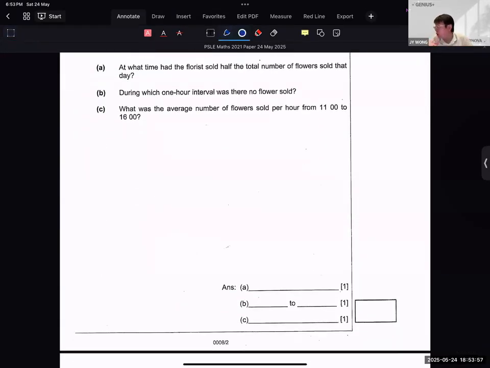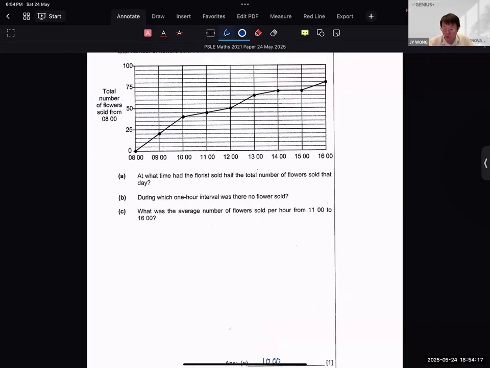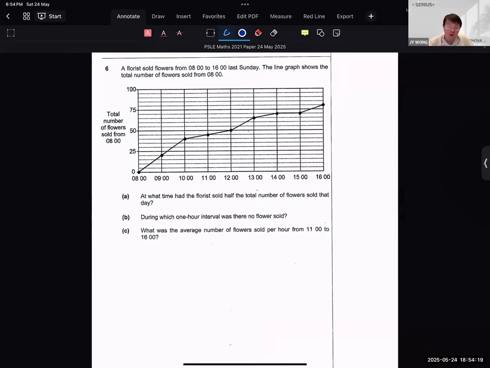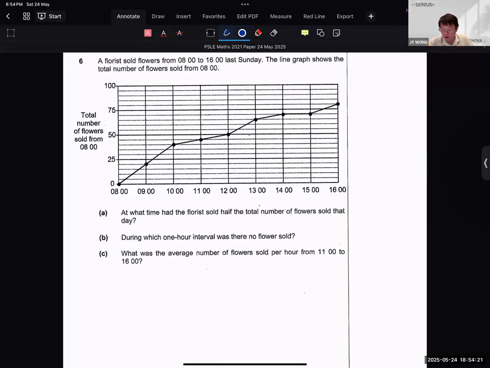So part A is 1,000 hours. Part B is 1,400 hours to 1,500 hours. And part C is 7. Please do not go and change the time. Use the time that is given to you. So if they give you a 24-hour clock, you leave your time in 24-hour clock.